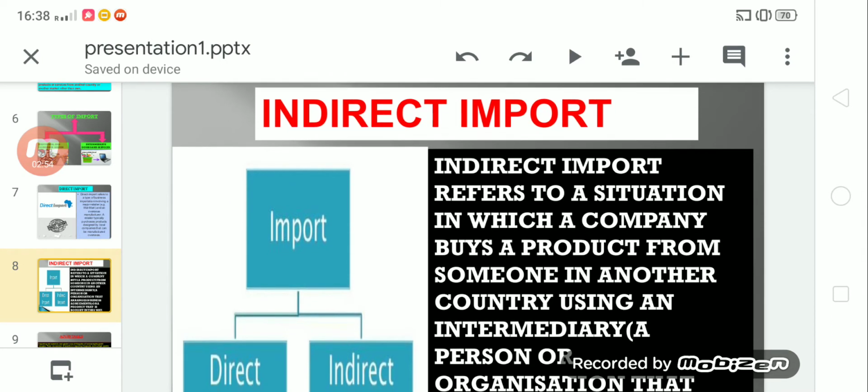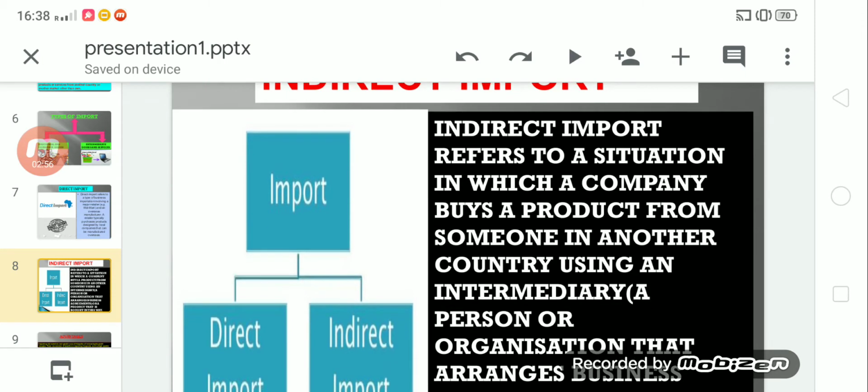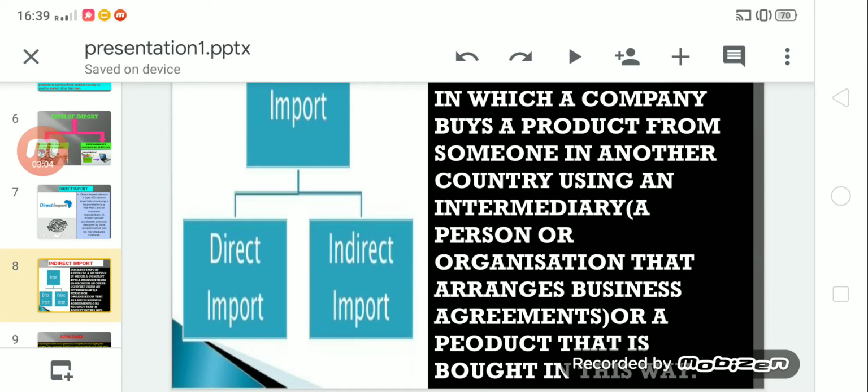Indirect import. Indirect import refers to a situation in which a company buys a product from someone in another country using an intermediary, a person or organization that arranges business agreements, or a product that is bought in this way.